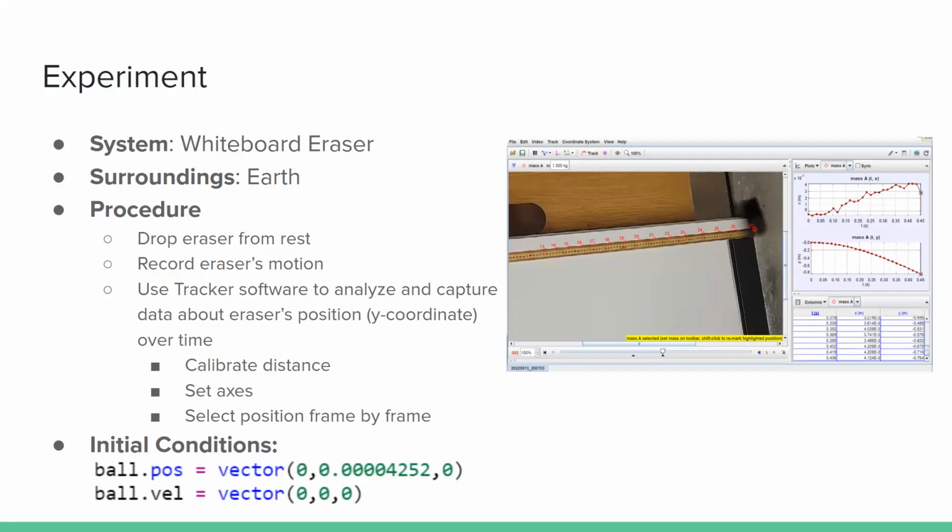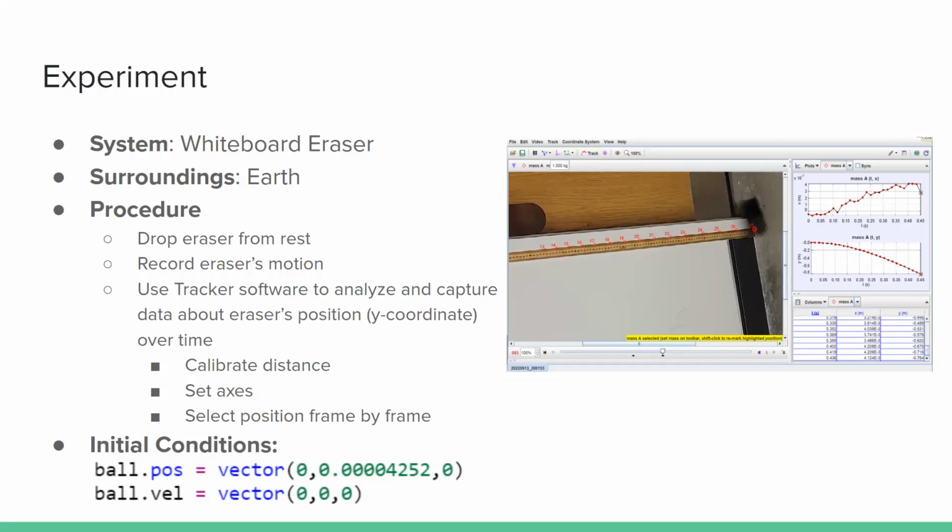I calibrated distance by using the meter stick we placed against the wall in the video, and I oriented the axes/coordinate system for the y-axis to be parallel with the meter stick, since the video was turned 90 degrees on Tracker. Then I went frame by frame through the video to mark the eraser's position over time.